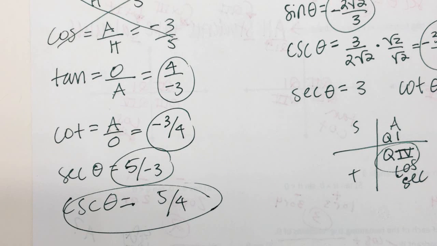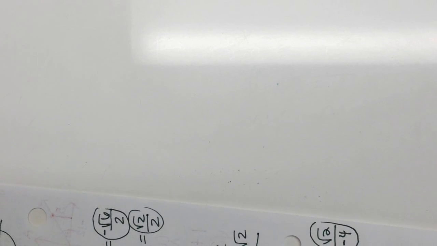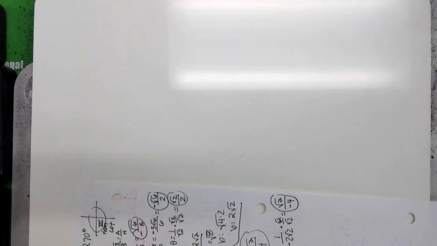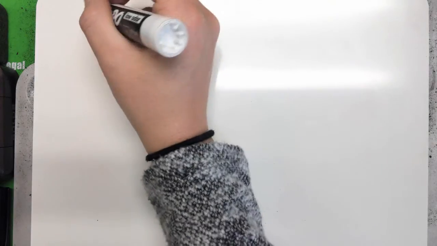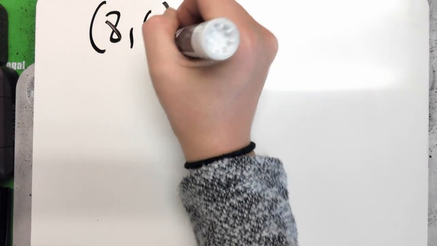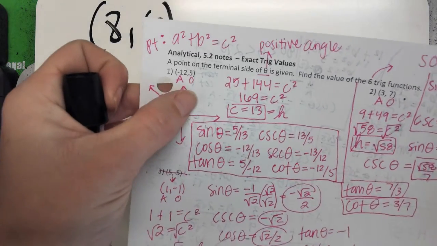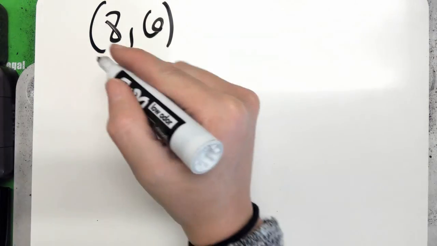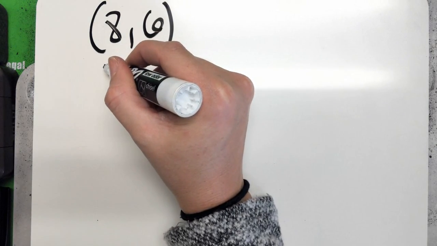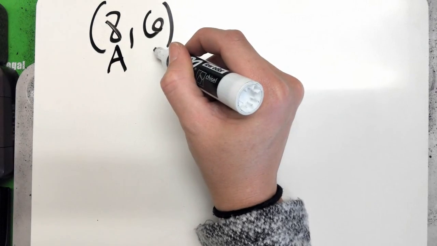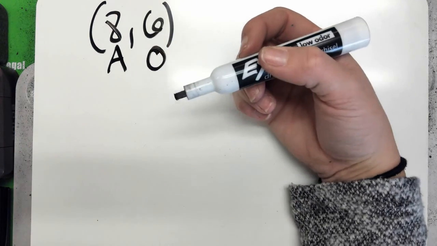Alright. I'm going to pass out your checkpoint. Obviously, you probably won't get to finish it today, but go ahead and start on it today. Tomorrow, I'll give y'all some time in class. One thing I want to remind you of is when I give you a point like 8, 6, and tell you to find the 6 trig functions, this is the beginning of your notes like we did here. 8 is always our what? You know how to find the hypotenuse, right?